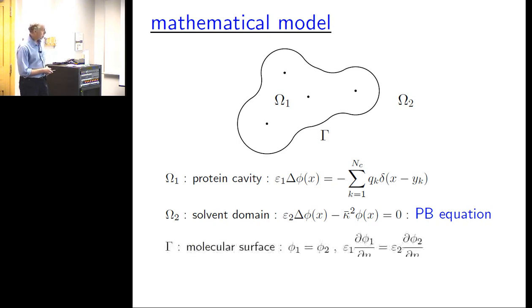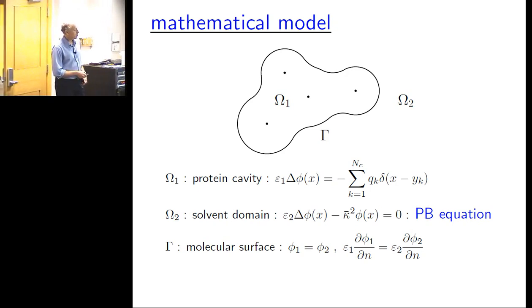And then on the molecular surface, gamma over here, the electrostatic potential should be continuous as you approach the surface from either side. That's phi1 equals phi2. And then the electric displacement, that's the dielectric constant times the normal derivative of the potential. That quantity should be continuous at the interface over here.